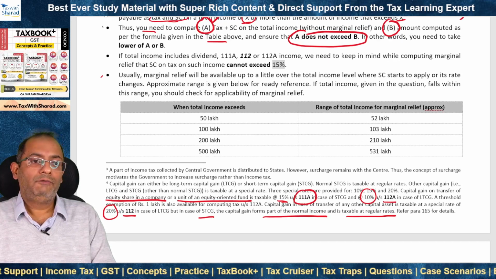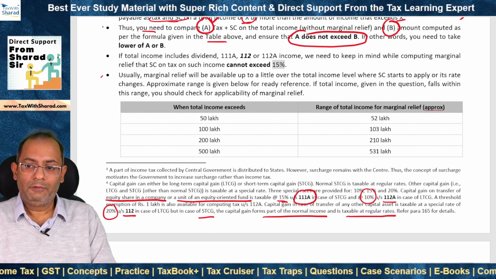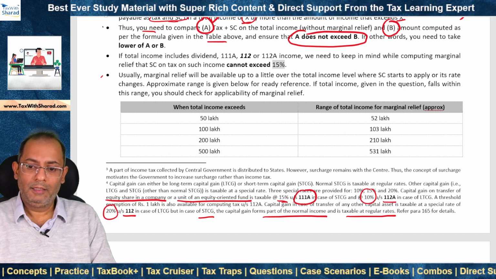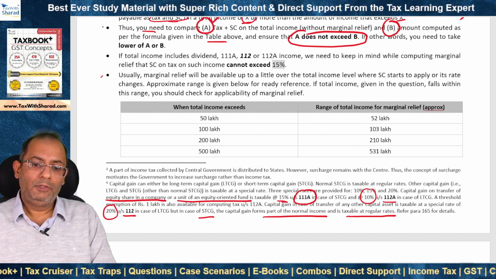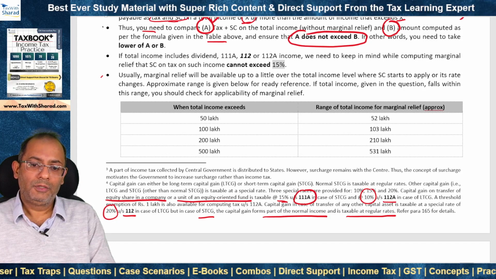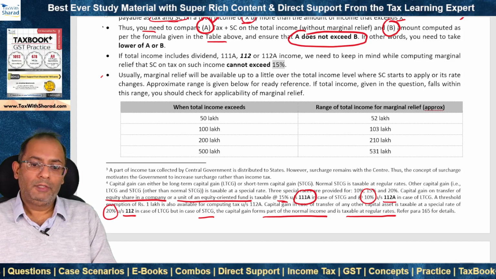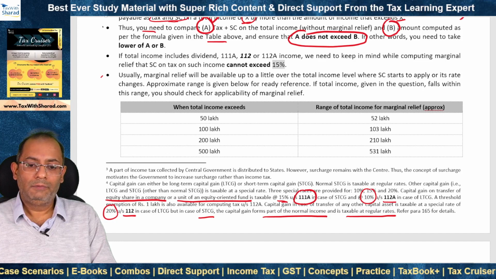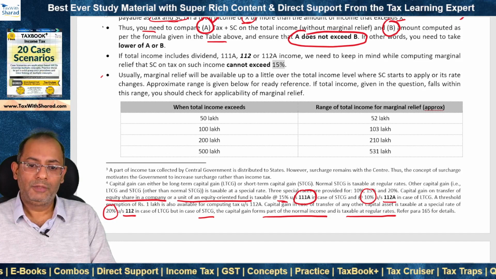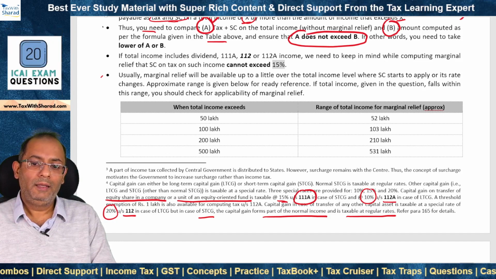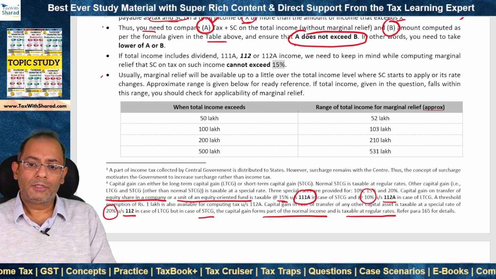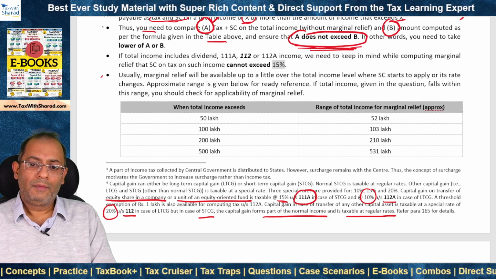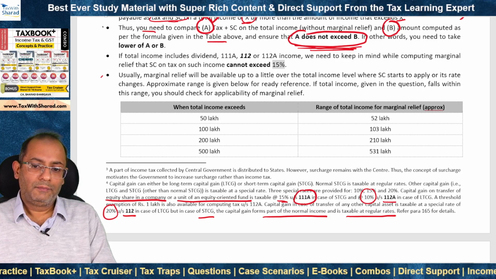So marginal relief will not be available in all the cases, and therefore to save time, what I've done is in the table I have given you a range. So only if the total income falls within this range, you may need to check whether marginal relief will be available, because if the total income is beyond this range, then marginal relief will not be applicable, because A will not exceed B in that case.